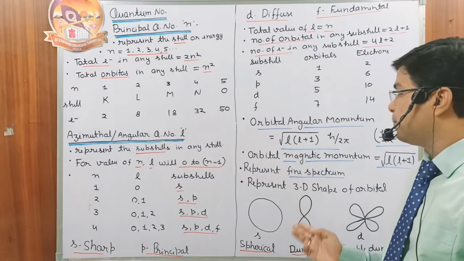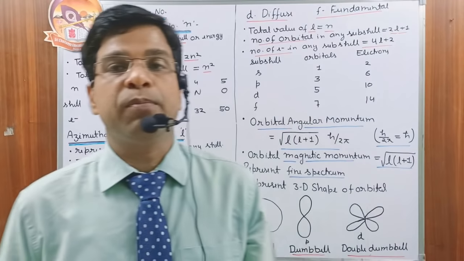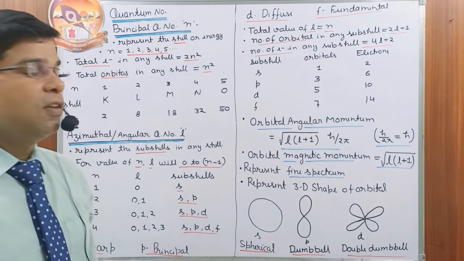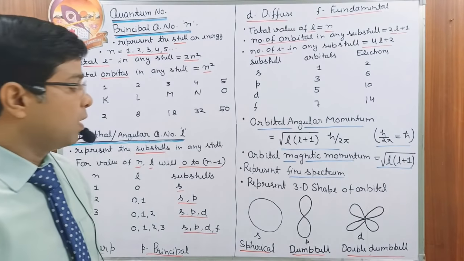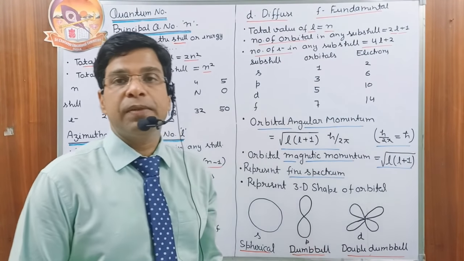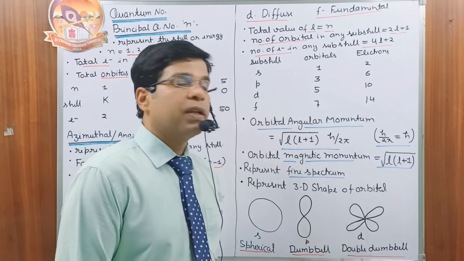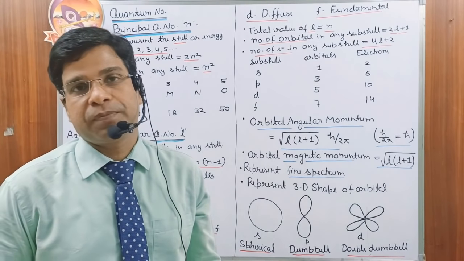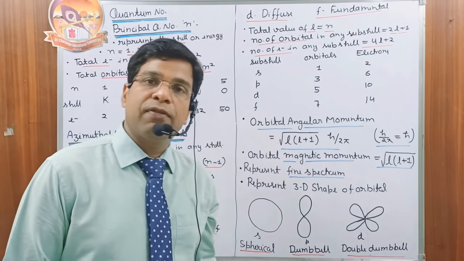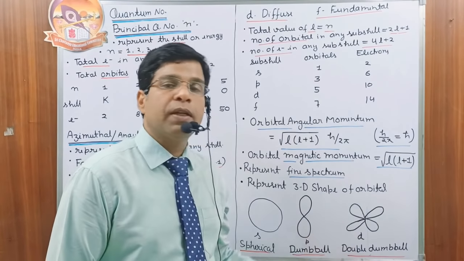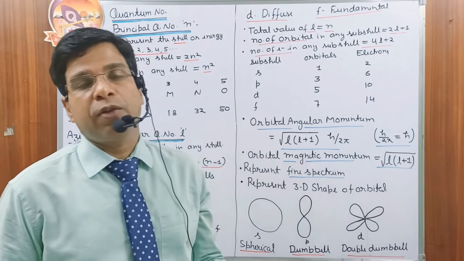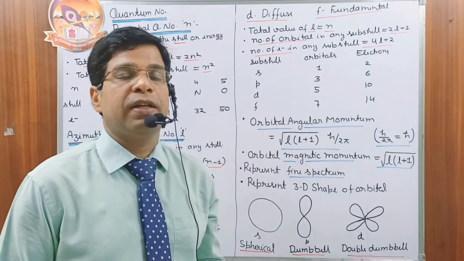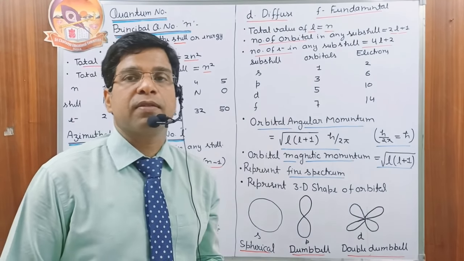It also represents the 3D shape of the orbitals. The s orbital is always spherical in shape, the p orbital is dumbbell in shape, and the d orbital is double dumbbell in shape. The f orbital shape is quite complex, a 3D structure, and that is not in our syllabus.